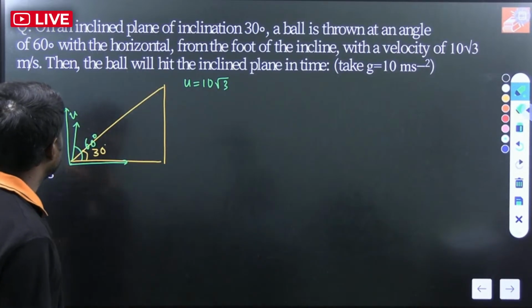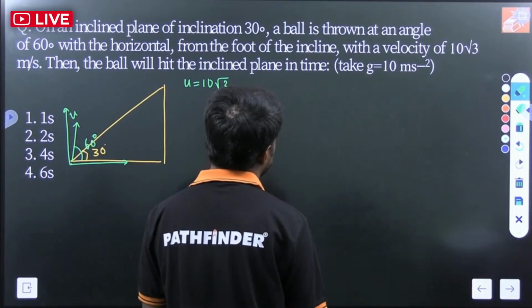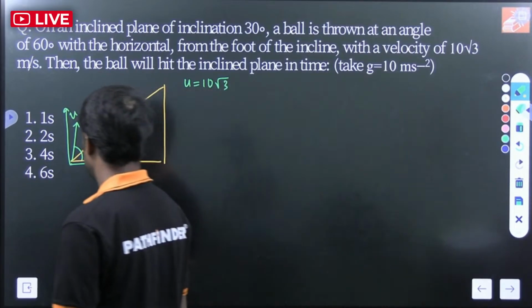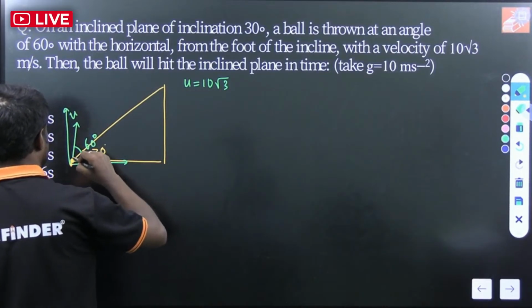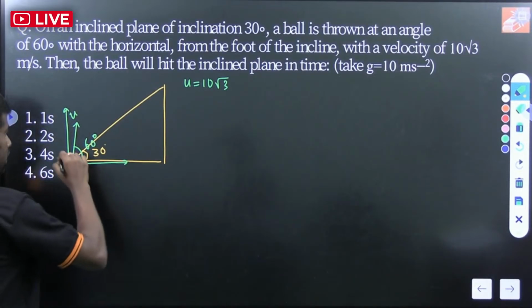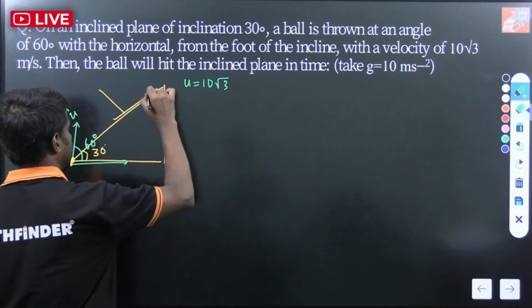meter per second. Then the ball will hit the inclined plane in time. So they are asking time. Flight time they are asking. See, when we are taking projectile motion in an inclined plane, we have taken this one as our y-axis and this one as our x-axis.